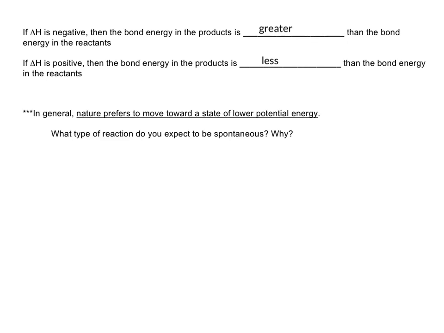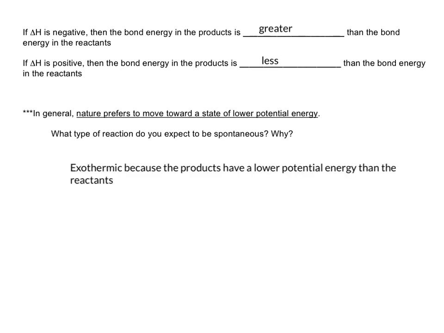As a general rule, nature prefers to move toward a state of lower potential energy. So with that in mind, you can know that the type of reaction that's going to be spontaneous would be one where we have more energy stored in the bonds of the products than we did in the reactants. That's going to be when we have an exothermic reaction, or when delta H is negative.